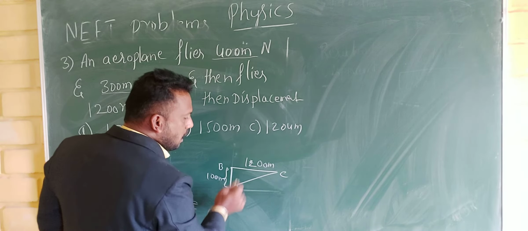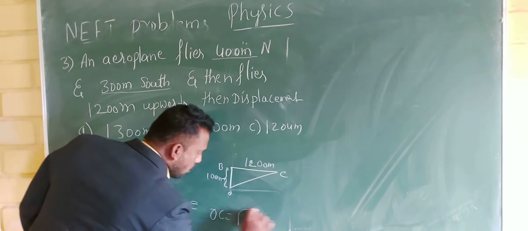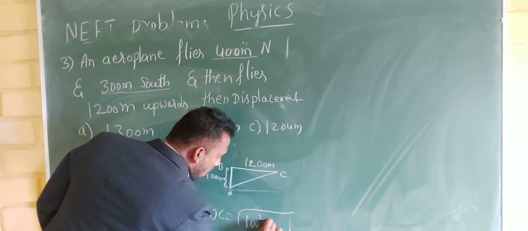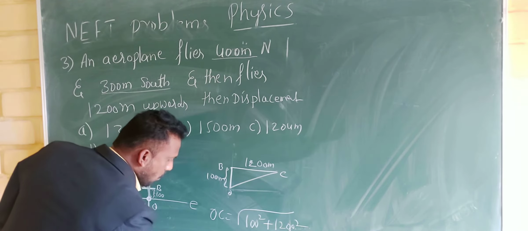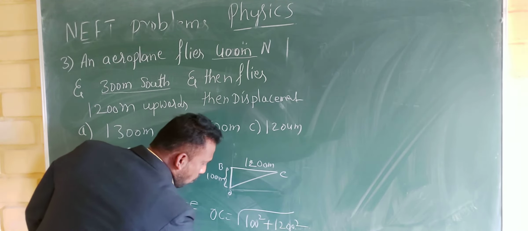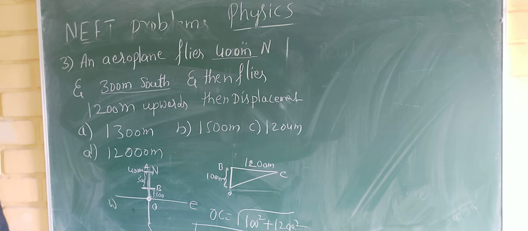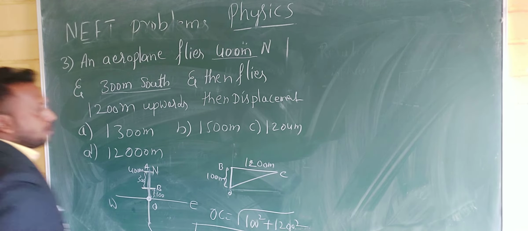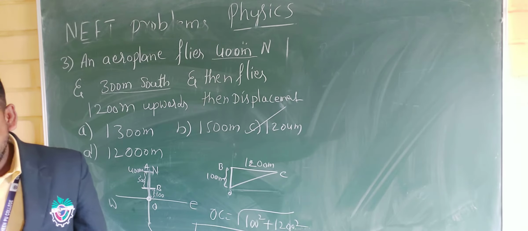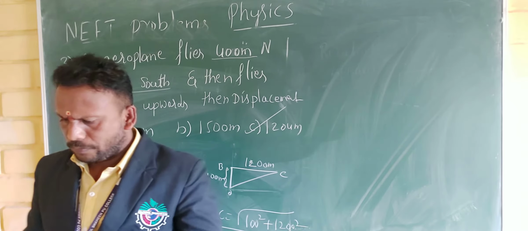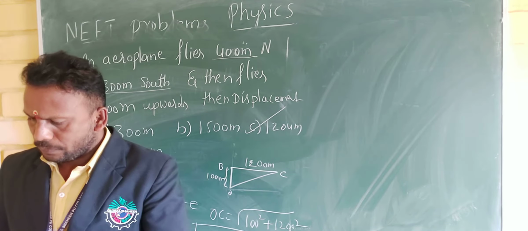What is the resultant displacement? How to calculate? OC is equal to the square root of 100 square plus 1200 square. It will give OC is equal to 1204 meter. Which one is correct? Option C is correct. Okay, next question.